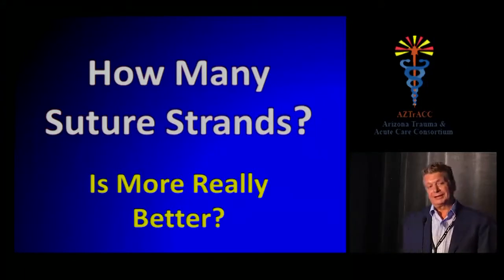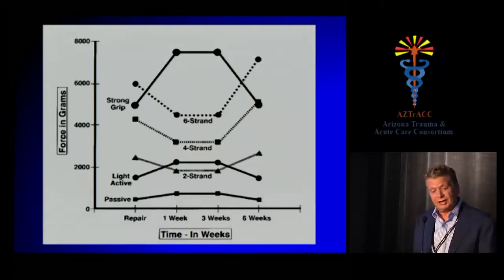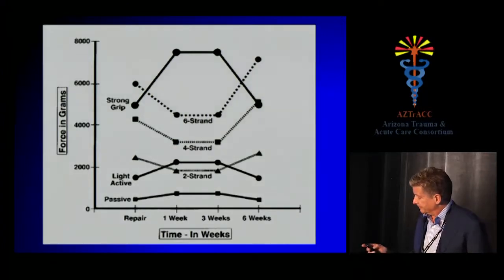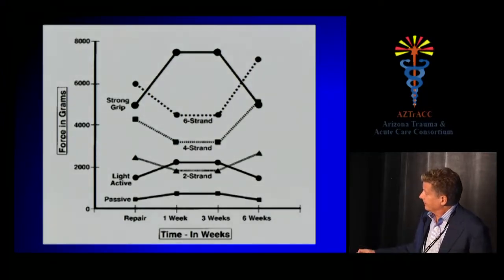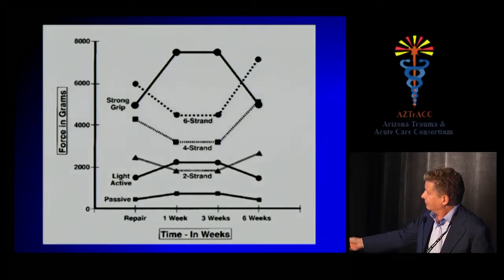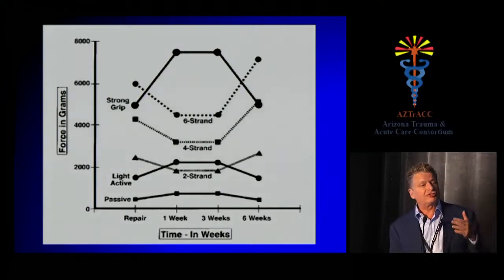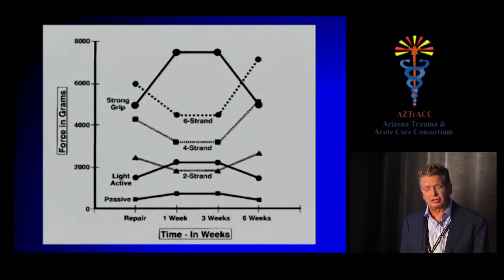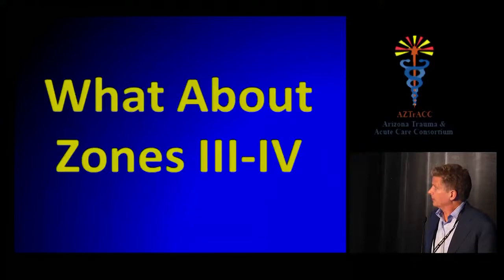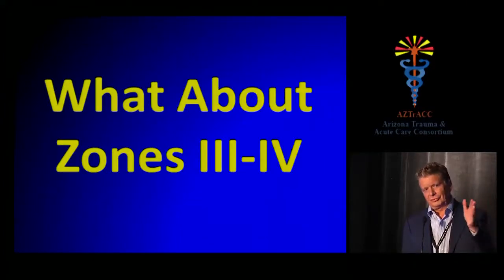I have no idea how many strands is the proper amount of strands if you're going to do a repair. I'm not really sure that more is better. There have been all kinds of studies that have looked at using 2 strands and the number of weeks and the amount of newtons that can be generated, and you certainly generate more newtons, but whether that's translating into a better result, I think is questionable. Now, that's zones 1, 2, and 3, which are the more controversial, 1 and 2.